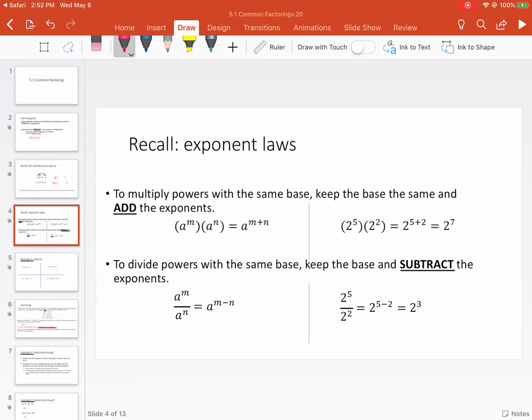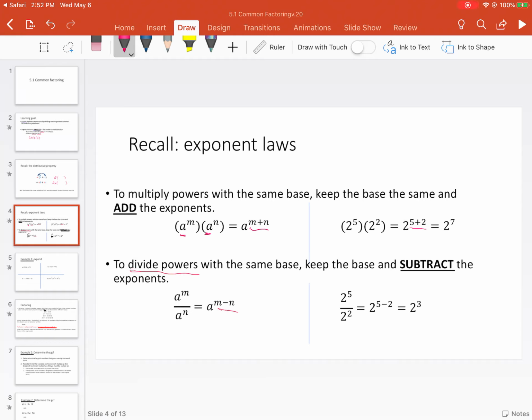The exponent laws, you also would have learned those in grade 9. So if you are multiplying powers that have the same base, so these are both a, then you add the exponents. So if it was 2 to the power of 5 times 2 to the power of 2, then that would be 2 to the power of 7. So you would add them.